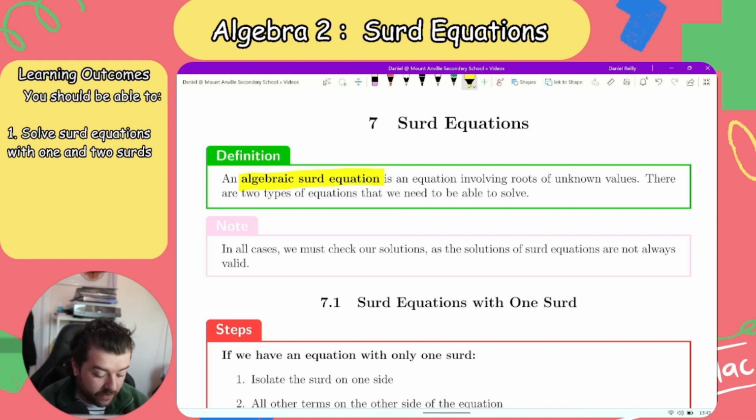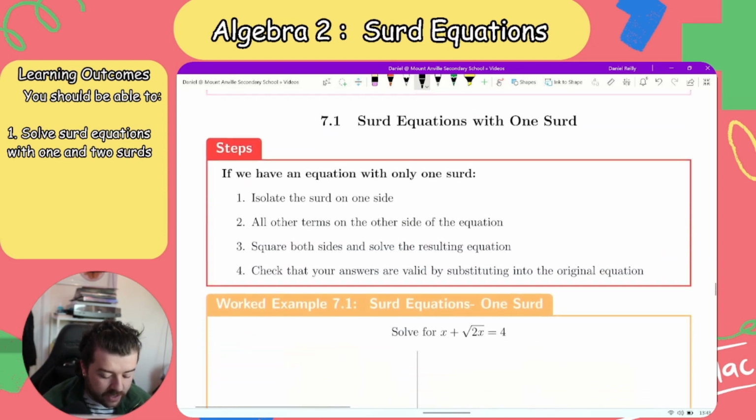There are two types of equations that we need to be able to solve: equations with one surd or one square root, or equations with two surds, two square roots. What's really important about this section is that in all cases we have to check our solutions, as the solutions of surd equations are not always valid. We might end up getting two answers, but if we work backwards and sub them in, we might find that only one of them is truly valid.